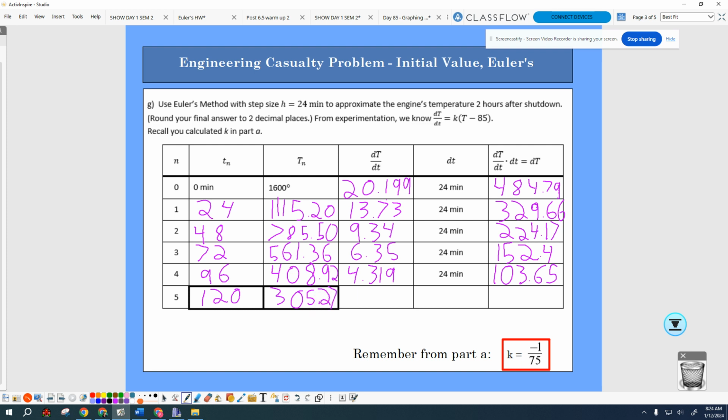Given temperatures in 2 hours. Okay, so in about 5 hours by this calculation, it seems like maybe it's around 300 and something degrees.